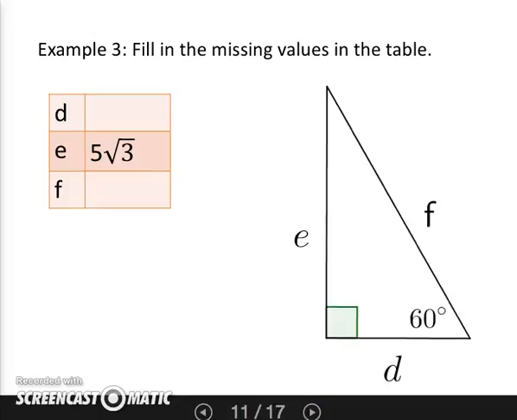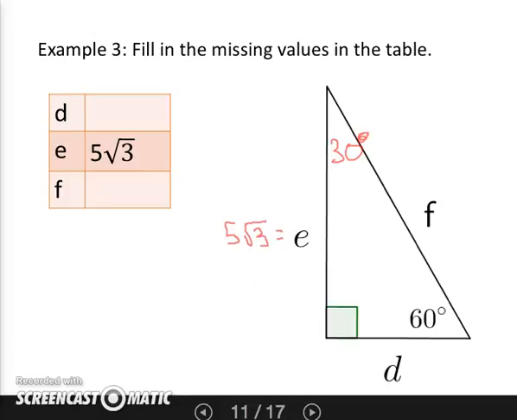Okay, let's do this example. We're asked to find the missing values in this table, and we have a right triangle that is a 30, 60, 90 right triangle. How do we know that this angle is 30 degrees? Well, we can just add up 90 and 60, and in order to reach 180 degrees, what's left over here is 30 degrees. So let's use our new theorem to find out the measure of sides D and F. We're given that side E is 5 times the square root of 3.